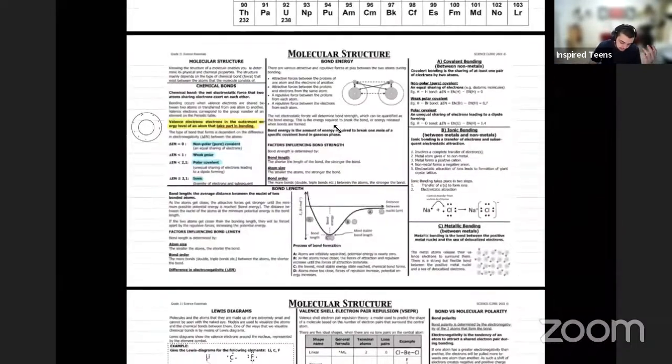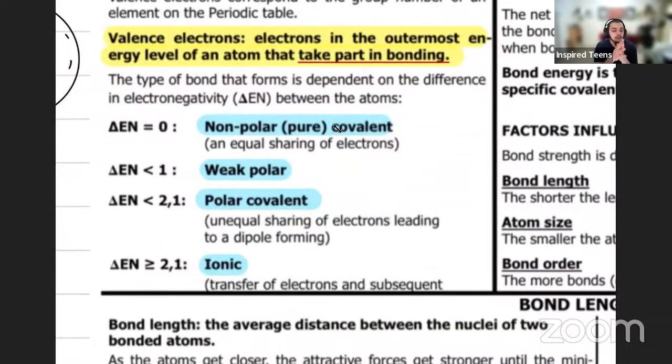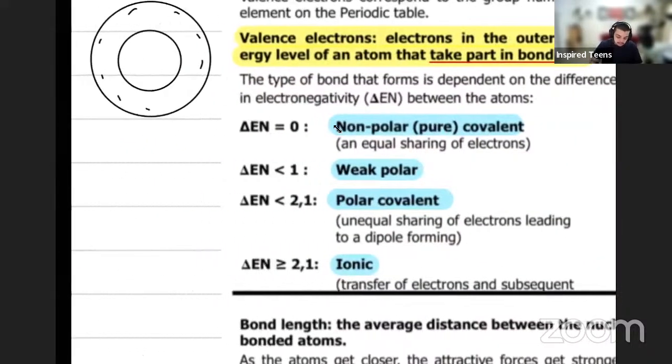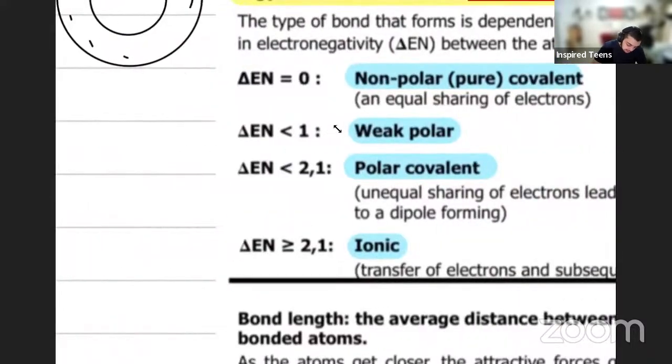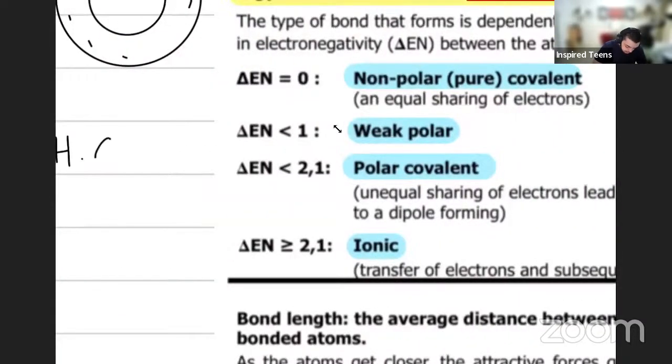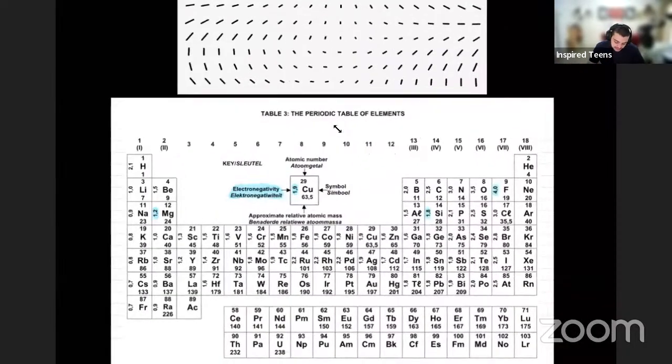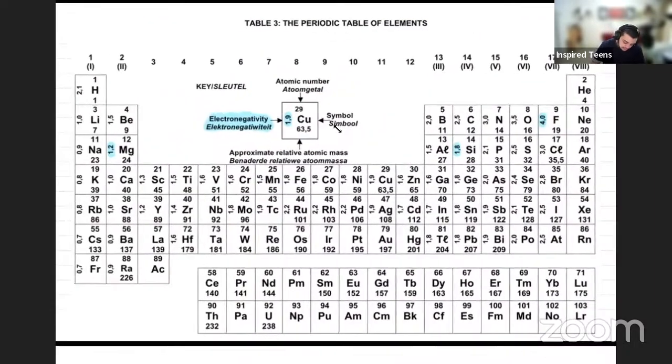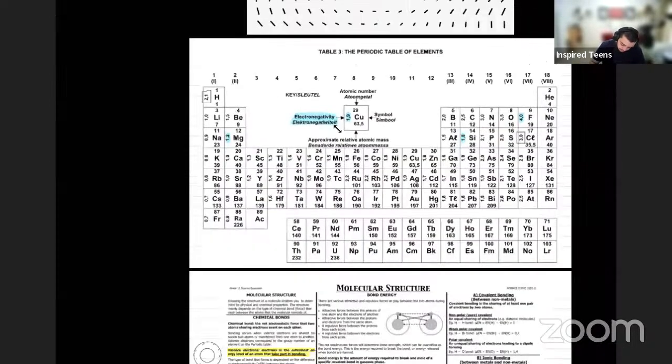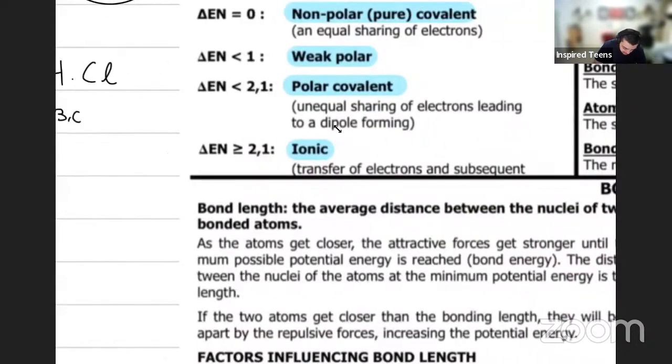I think we get the point. So when we bond two atoms, for example, let's look at HCl. HCl is made up of H and Cl, so let's see what type of bond HCl is. H has an electronegativity of 2,1, and Cl has an electronegativity of 3,0. So we can say 3,0 minus 2,1, and this is going to give us 0,9. This is the electronegativity difference.